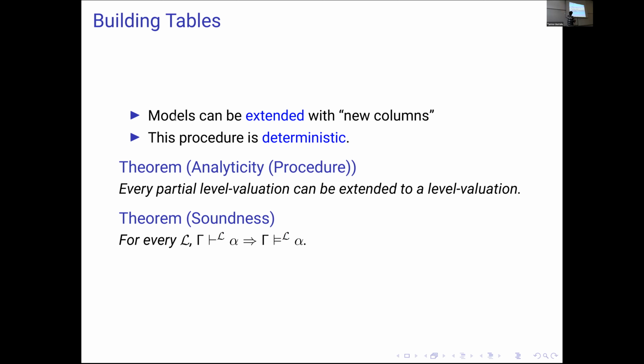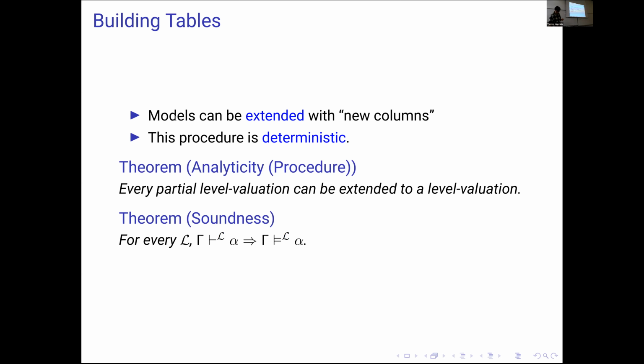So we prove something that is called analyticity, which is the way that you can extend with a new column, right? So I'm using this analyticity theorem. You can show that a partial valuation can be extended to an infinite object, the level valuation. So they coincide somehow. And using that, we can prove soundness. So this is the proof of soundness.